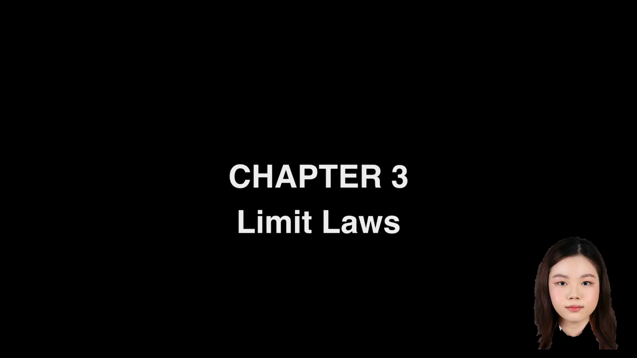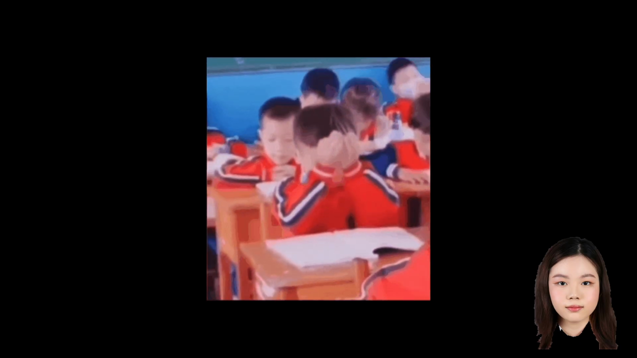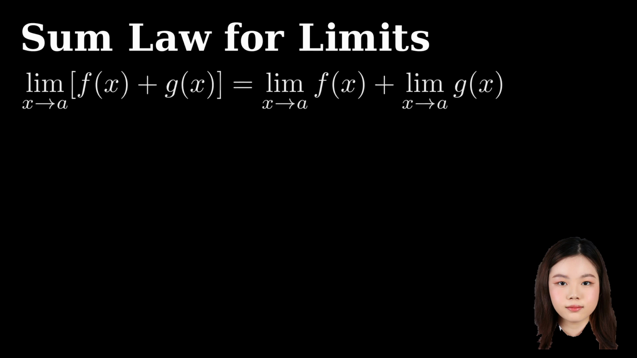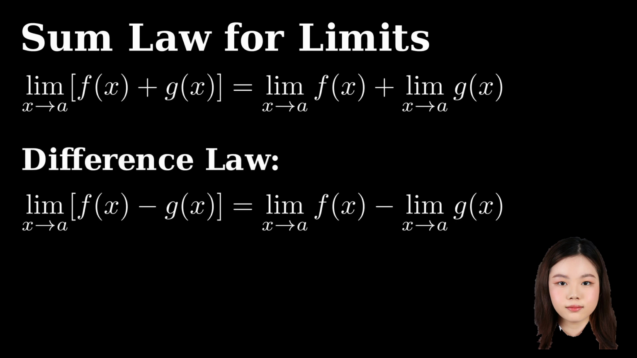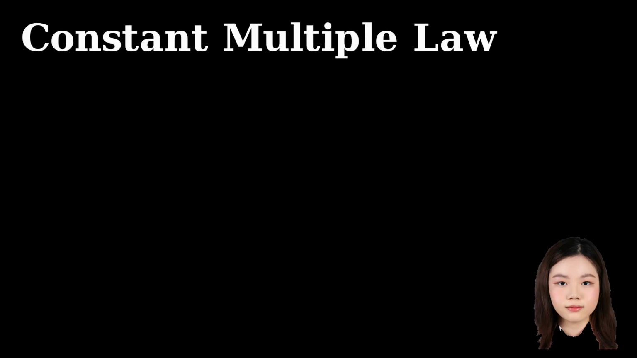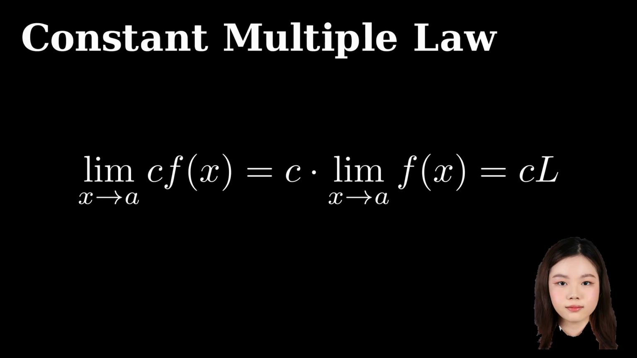Now that we understand what a limit is, let's learn how to work with them efficiently. When functions become more complicated, we can use a set of simple and powerful rules called the limit laws. 1. Sum law for limits. 2. Difference law for limits. For the sum and difference law, we can take the limit of each part separately and then add or subtract the results. 3. Constant multiple law for limits. If a function is multiplied by a constant, you can simply take that constant outside the limit.